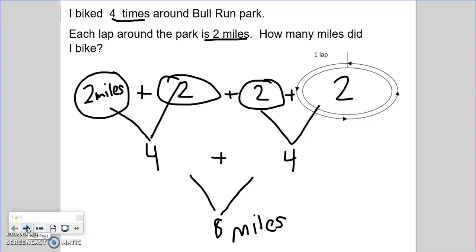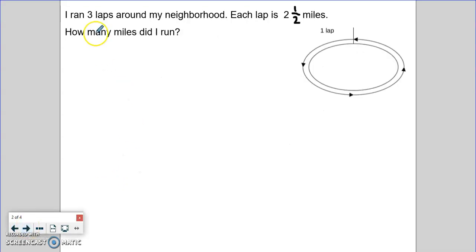So now here's where it gets a little more complicated. I ran 3 laps around my neighborhood. Each lap is 2.5 miles. How many miles did I run? So I'm going to put 1, 2, and 3 here, just for my reference. Alright. Then I'm going to draw a model because I think that's going to be helpful.